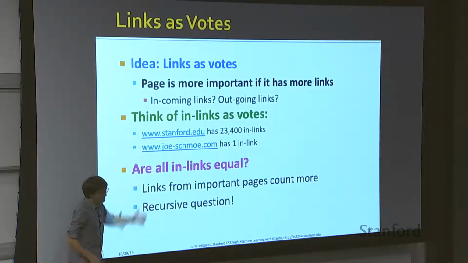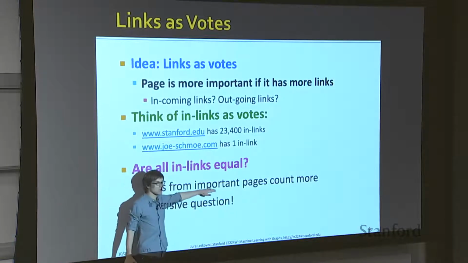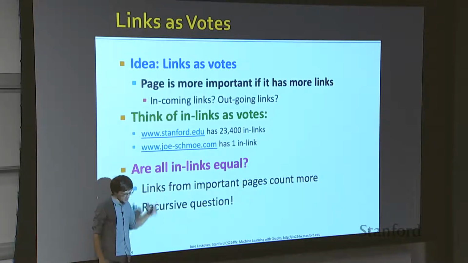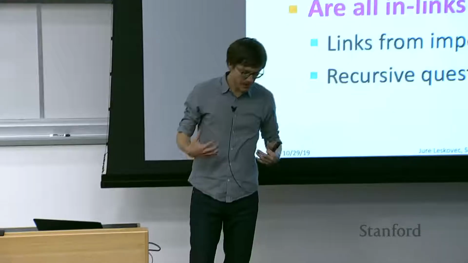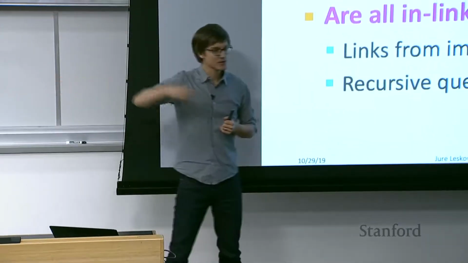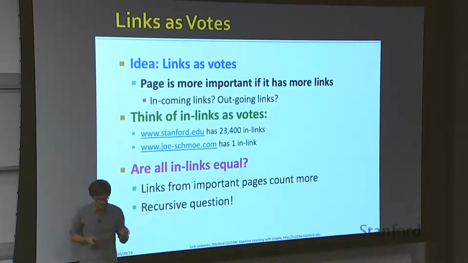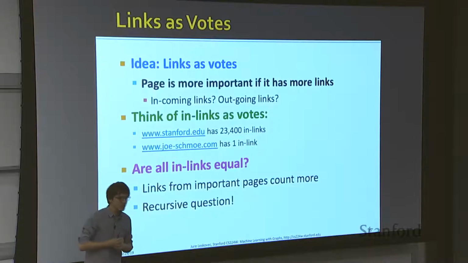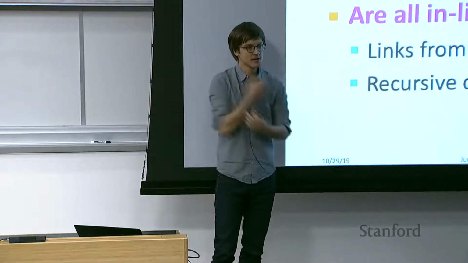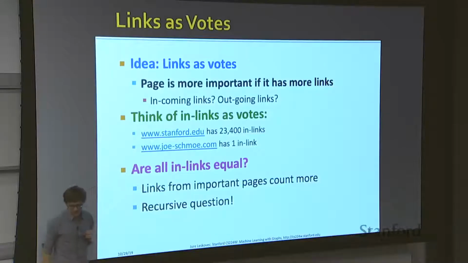But then you could say, but not all inlinks are equal, right? Inlinks from important pages count more, right? And this is now interesting because your importance depends on the links you get, and then the importance of someone you link to depends on your own importance. And this is a recursive question, right? Recursive in a sense that my importance depends on who links to me, and someone else's importance depends on who links to them, and it's the same thing, right? So we need to resolve this. So I'll get to that.